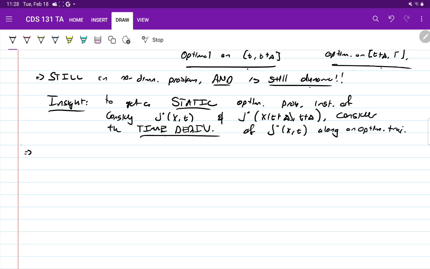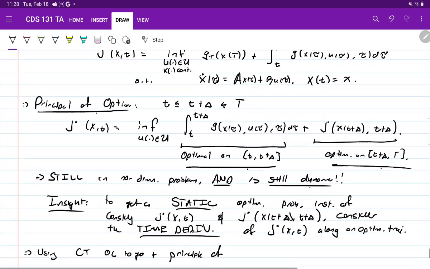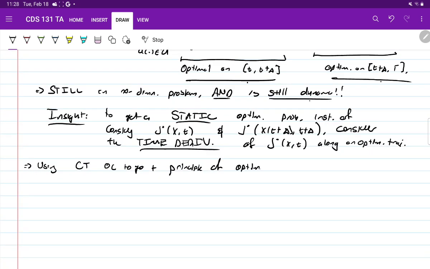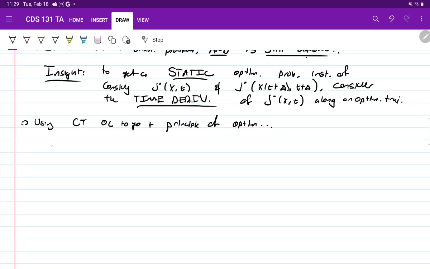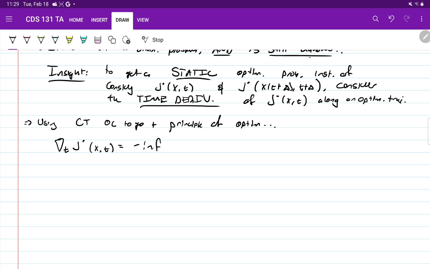So basically what you'll find is that using the continuous time optimal cost to go plus the principle of optimality. Oop, I used the wrong principle there. My gosh. Principle of optimality. What you'll find is that you can actually derive the following necessary condition on your optimal cost to go J. You'll find that for any x and t pair, the derivative with respect to t of J star of x comma t is equal to minus the infimum over u belonging to your input value space U.